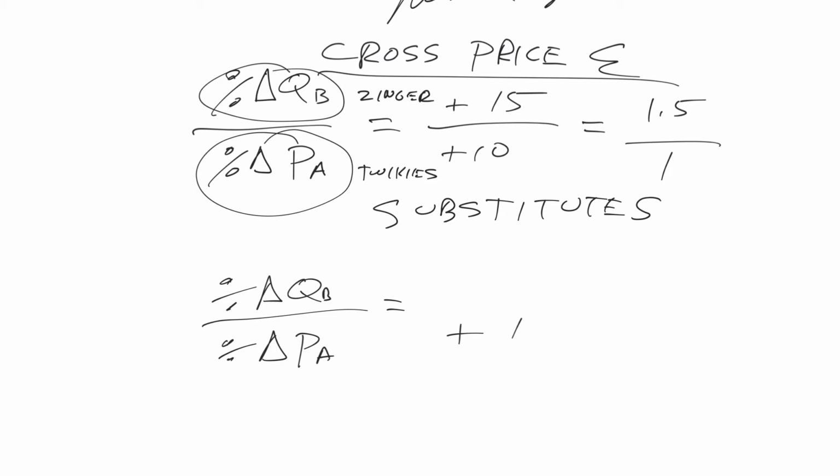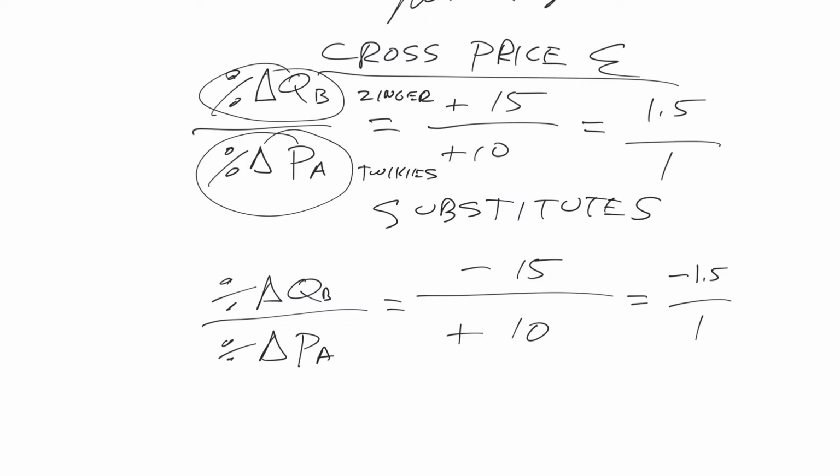Let's say the price of good A goes up 10%, and in response to that, quantity of good B goes down 15%. So now we have a negative 1.5. So here we have good A going up in price, and as a result, the quantity of good B goes down. Well, the main thing is the sign there.